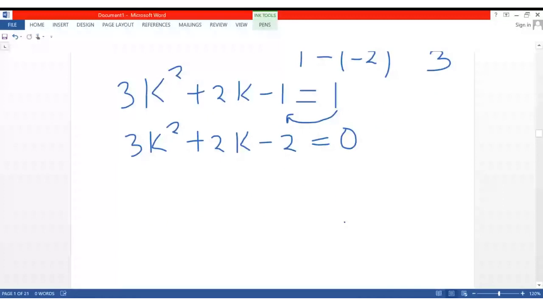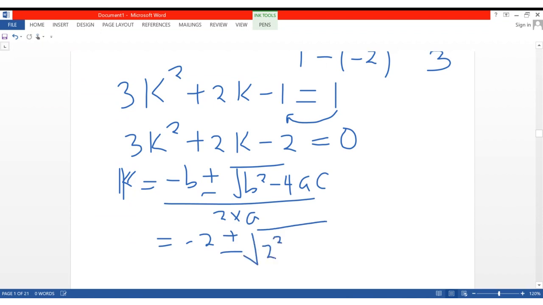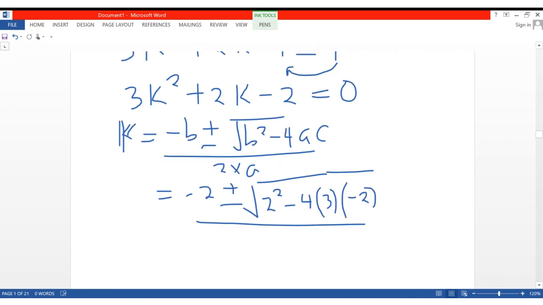So k will be given by, remember the formula for the quadratic equation: k will be given by negative b plus or minus the square root of b squared minus 4ac, all over 2 times a. So our b is what? -2. And then squared minus 4. Our a is 3. Our c is -2. And then our 2 times a, our a is 3. This one will get -2 plus or minus.